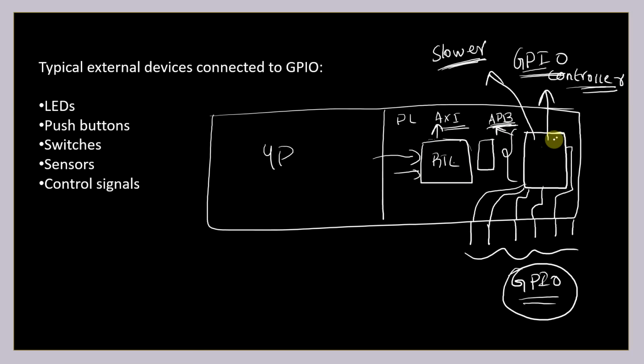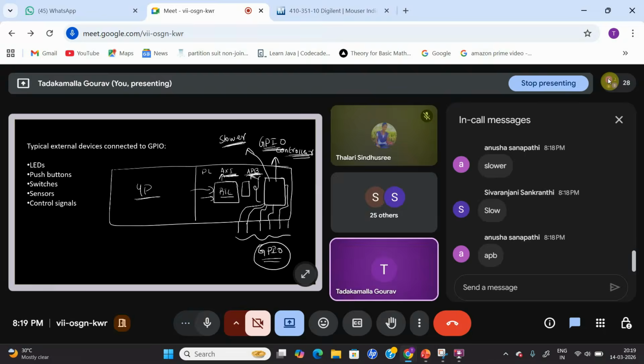Again, I'm repeating myself. The GPIO controller is going to have an APB interface since it is slower. Why is it slower? Because it has a direct connection with your GPIO pins. And the RTL code is going to have an AXI interface, since it is directly communicating with your processor, right? So we will have one bridge. The bridge is going to convert the AXI interface signals into APB interface signals for communication between this RTL and the GPIO controller.